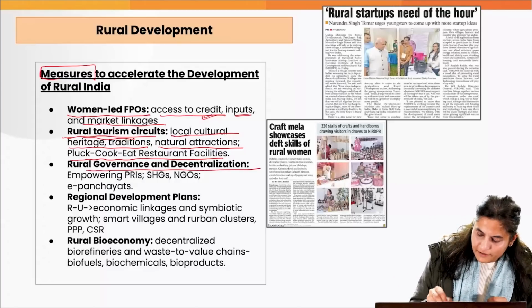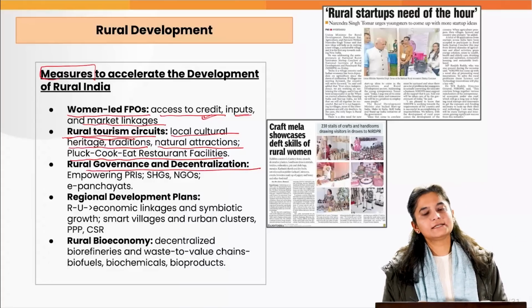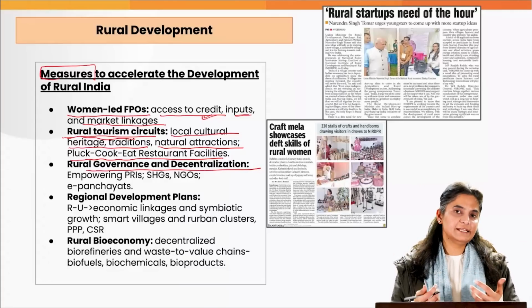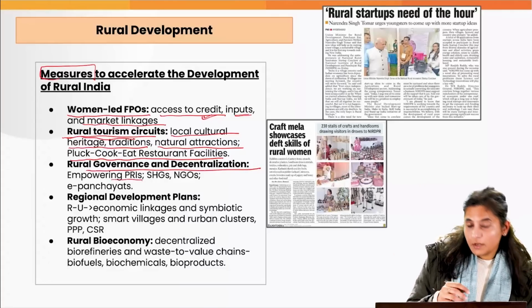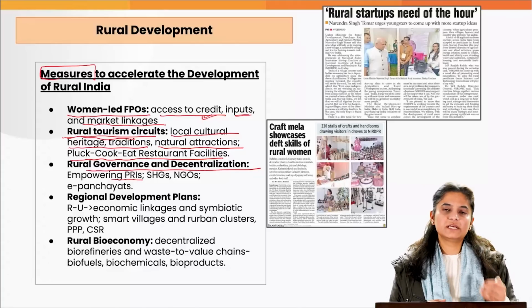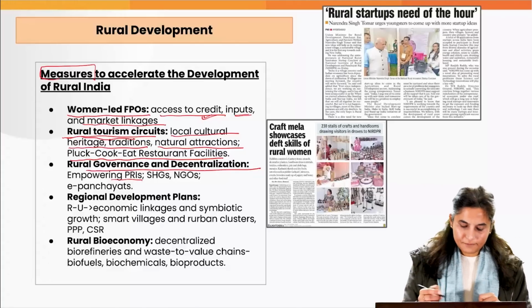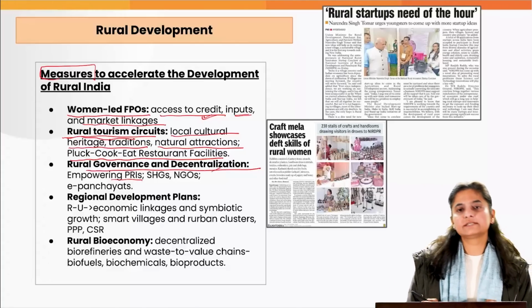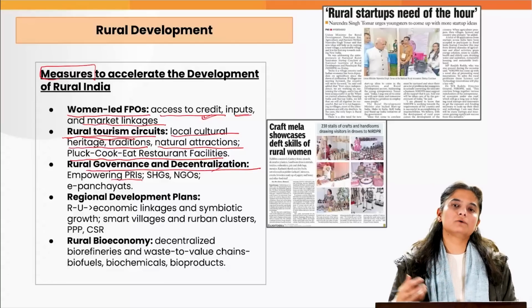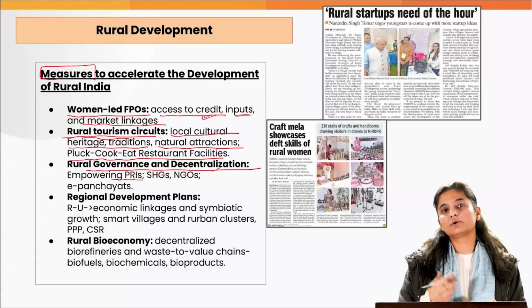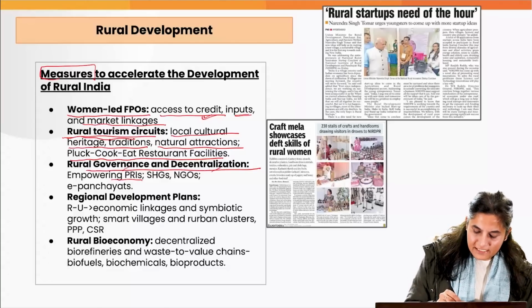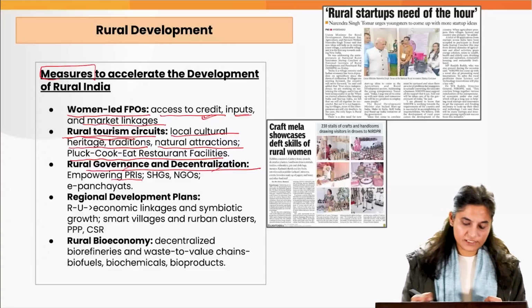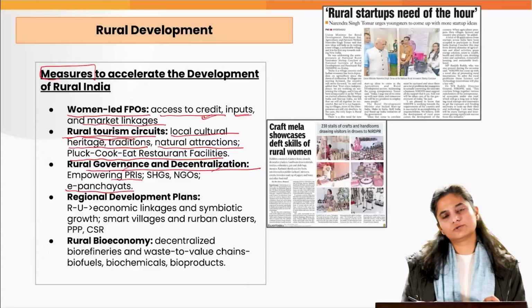Then it is about governance and decentralization. Like I said, self-help groups, various NGOs, and Panchayati Raj institutions need to come forward, take various steps, and ensure that decentralization takes place. Members from different households and villages should take part in all of these activities, and governance in the form of e-governance, various services, and e-panchayat also happen.